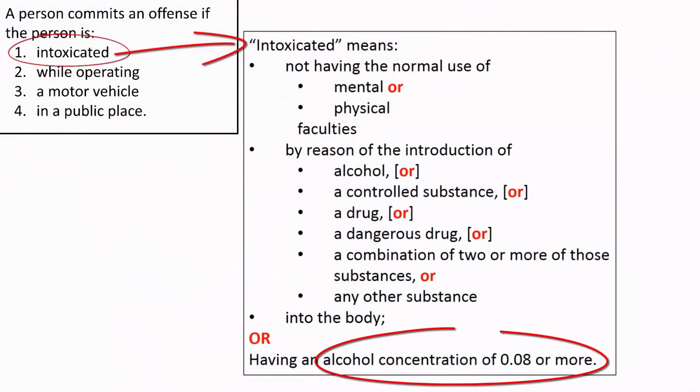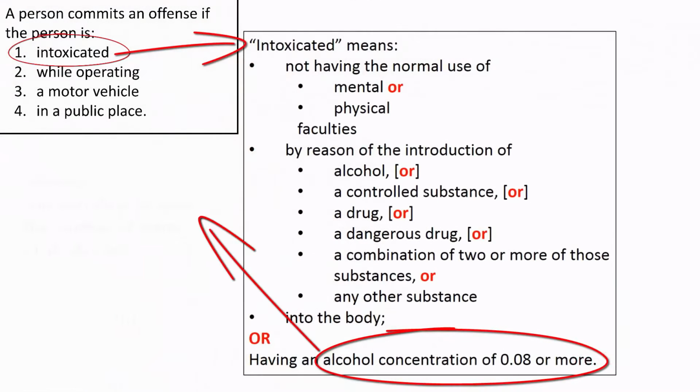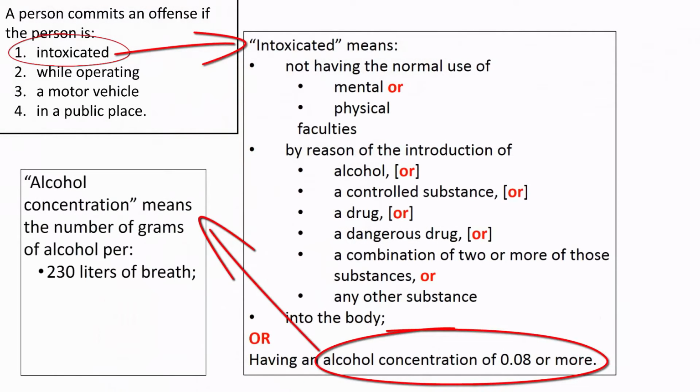The one we're going to focus on now is alcohol concentration of 0.08 or more. Alcohol concentration is another term defined by this same set of definitions, and it says that alcohol concentration means the number of grams of alcohol per 210 liters of breath, 100 milliliters of blood, or 67 milliliters of urine. So you see, to understand what the definition of intoxicated means, we have to look at yet another definition. And we could keep going, look up drug and dangerous drug and controlled substance to see exactly what the legislature meant by those particular terms. Looking up these definitions is probably the easiest kind of rule synthesis there is.